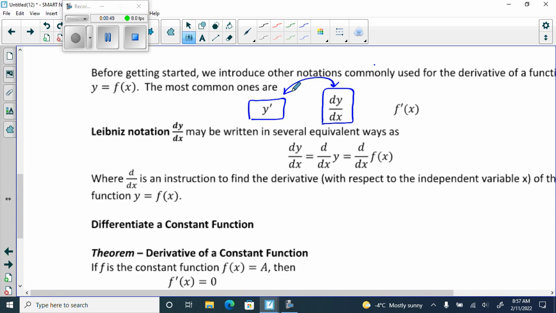So this and this are the same thing you could use if you had y equals. If you have f of x, you would write it as f prime of x, which we've used a few times. Okay?